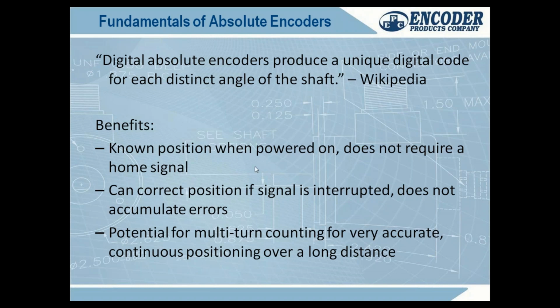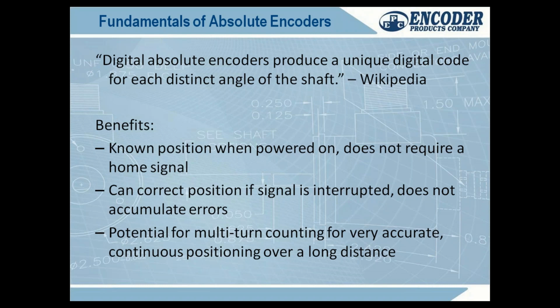They can correct position if there's noise or if the signal's interrupted. If an absolute encoder is putting out signal and all of a sudden you have a cable drop or noise, a garbled signal, if that is reestablished automatically, that next signal that's read correctly will be the correct position and will update the system. There's also the potential for multi-turn counting for very accurate continuous positioning over a long distance.